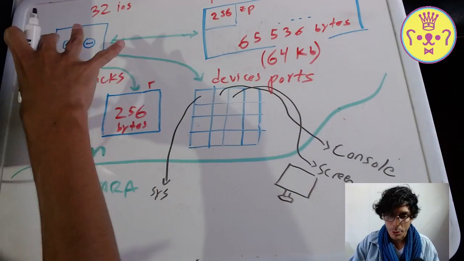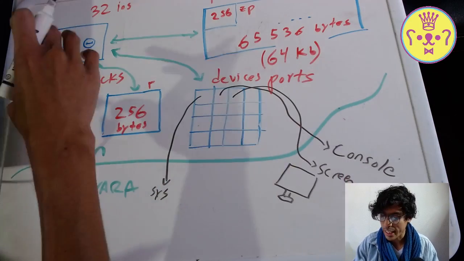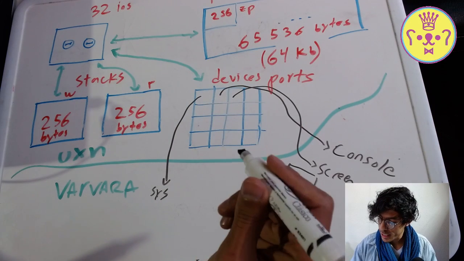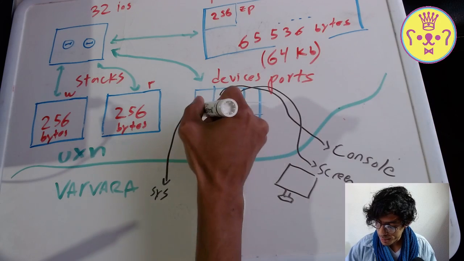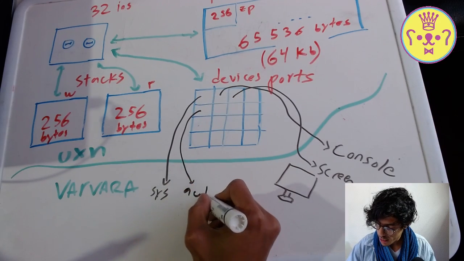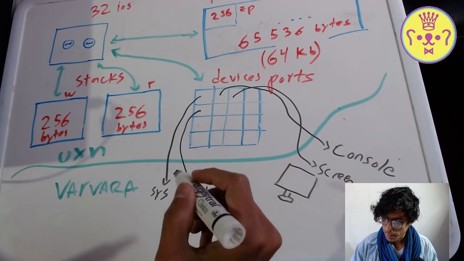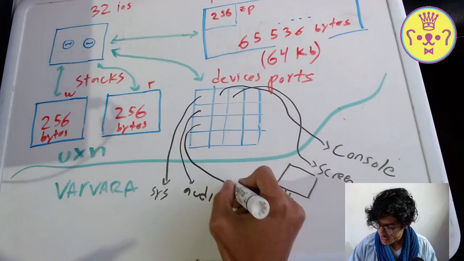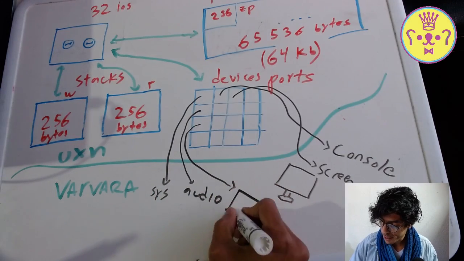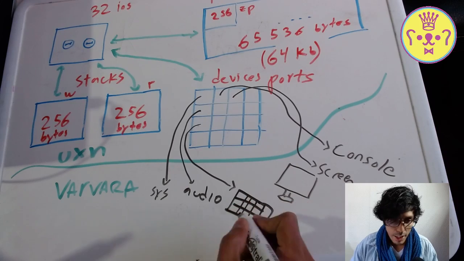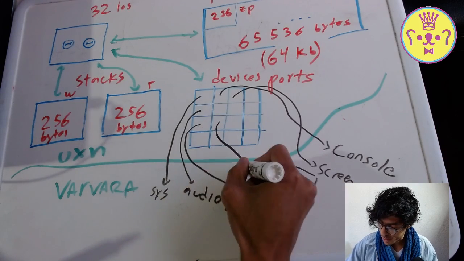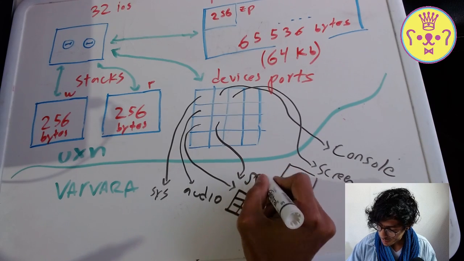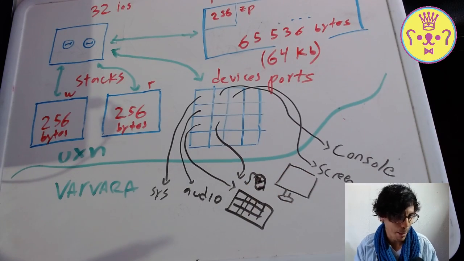The way for Uxn to interact with the screen is through the device port. What else? There are some audio devices, for example. There's a controller, or the keyboard. And for example, there's the mouse also. So that's kind of a mouse.